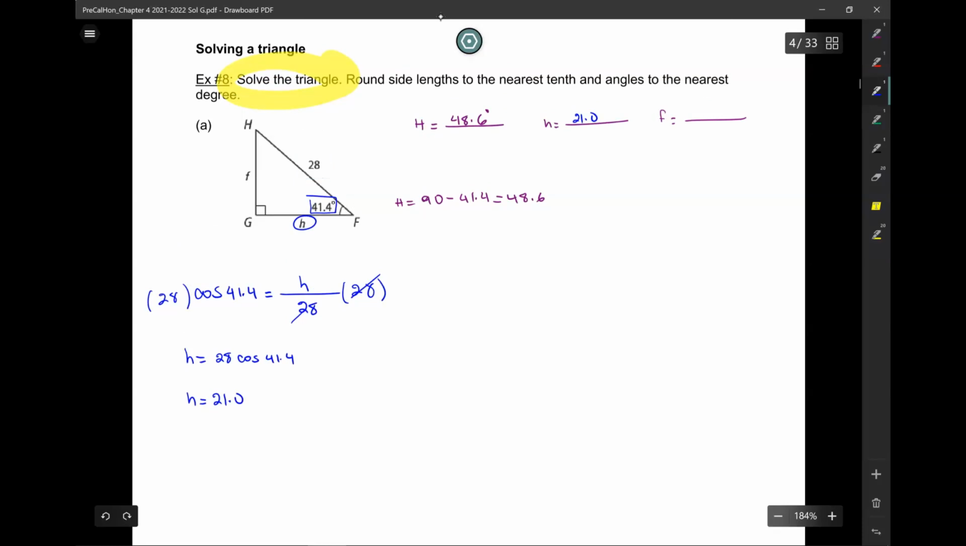For the other one, you kind of reset. F is now opposite, and we have the hypotenuse. So we're going to do sine of 41.4 is opposite f over 28. And then f is 28 times sine of 41.4. And I believe that's 18.5. Okay. All right.